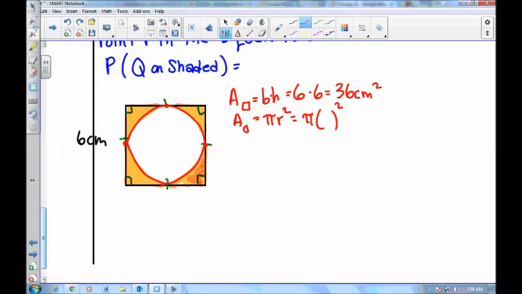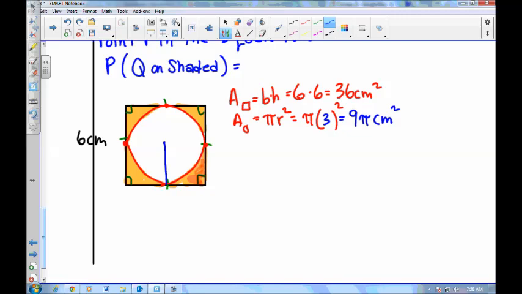Good. 3, right? Why is it not 6? That's the diameter. 3 just goes from here to here. Right? So this would be 9 pi. And for right now, I'm going to keep the pi in, and then once we type in our calculator, we can use the pi button, and it will handle the decimal for us.